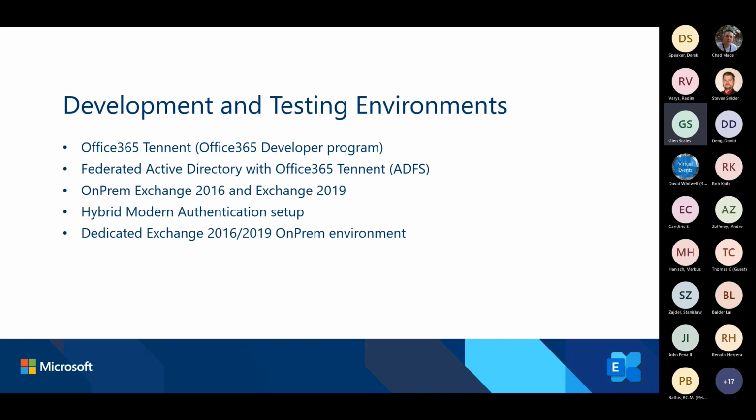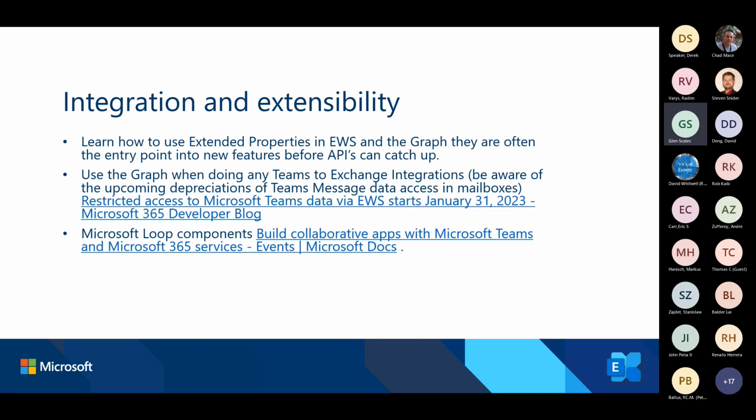You want to make sure you have some on-prem environments that are configured as hybrid. You want to make sure you've got hybrid modern authentication set up in a few of those environments so you can test how your application is going to work. And then you want to have some dedicated Exchange 2016 and 2019 environments just to check that your application still works when new CUs are deployed into that environment. So having those testing environments can be a big imposition on ISVs and application developers.